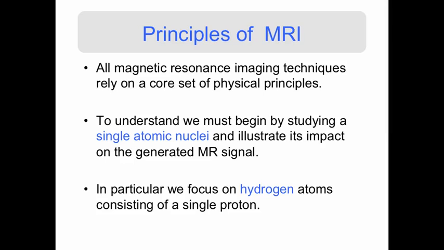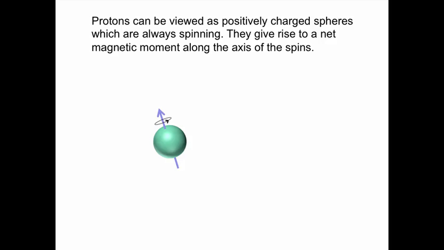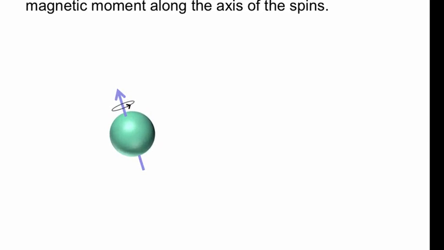All magnetic resonance imaging techniques really rely on a core set of physical principles. And to really understand, we have to begin by studying a single atomic nucleus and illustrate its impact on the generated MR signal. So, in MR in particular, we focus on hydrogen atoms consisting of a single proton. These are also called hydrogen 1 atoms. If we look at a hydrogen 1 atom, these protons can be viewed as positively charged spheres which are always spinning around like a top.